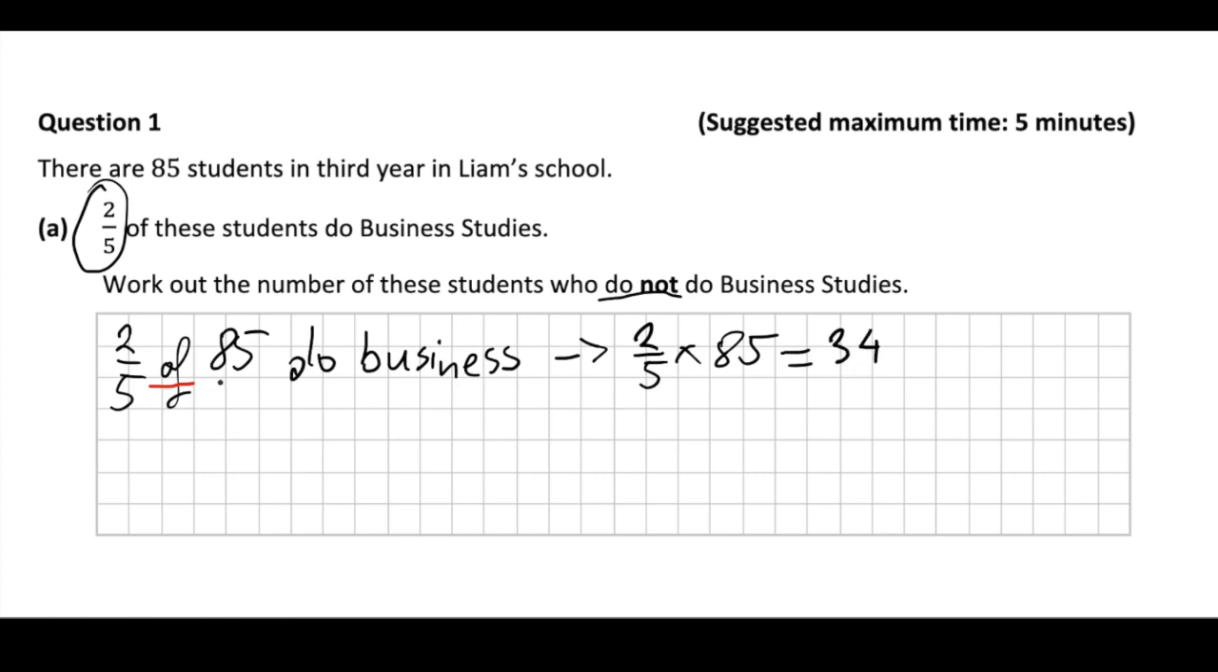So now we know that 2/5 of 85 is 34, but we're interested in the number of students who do not do business studies. So we need to do the second calculation in this problem. We do 85 minus 34, which is equal to 51, and that's the correct answer for this particular problem.